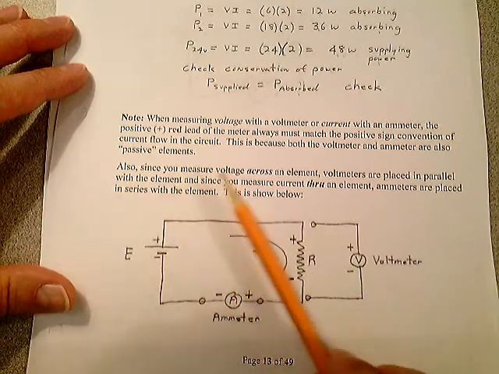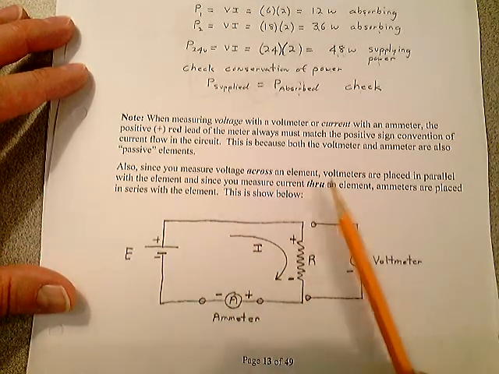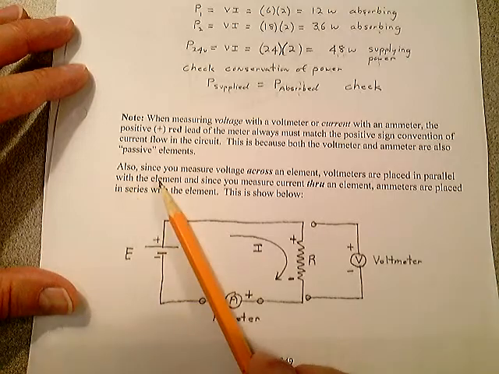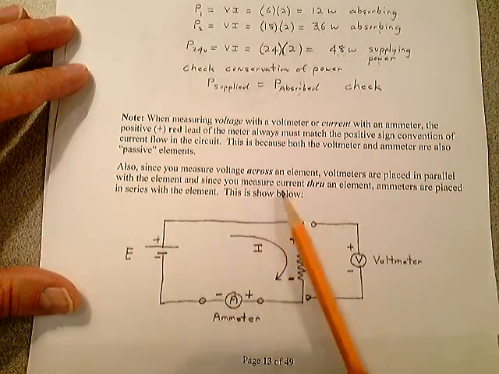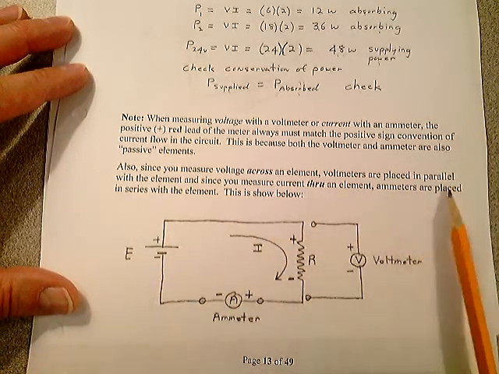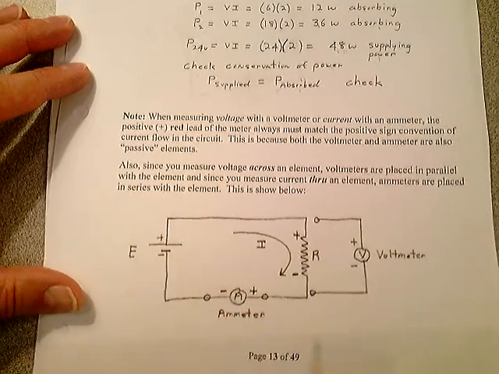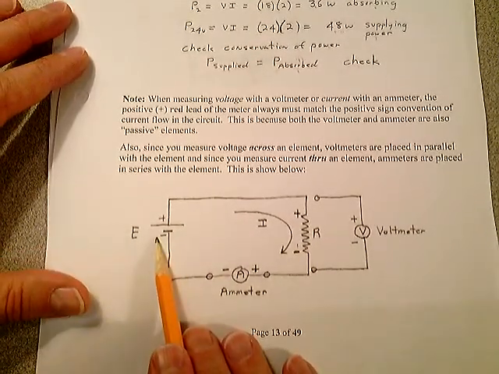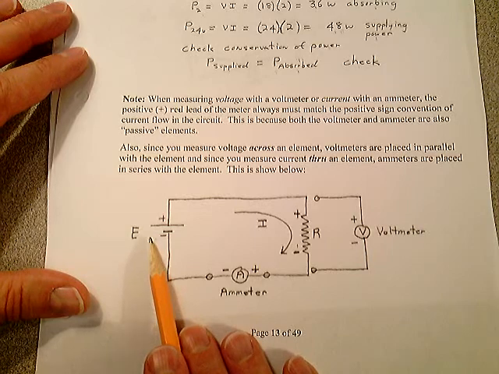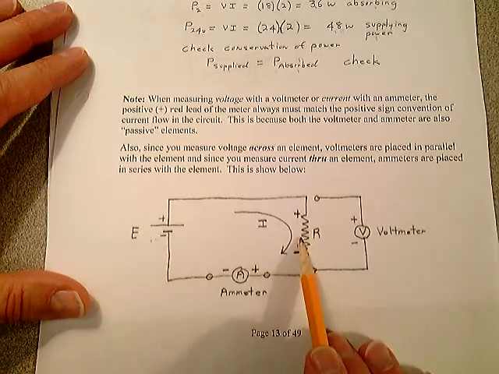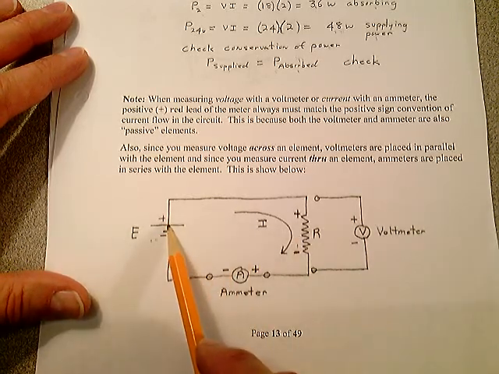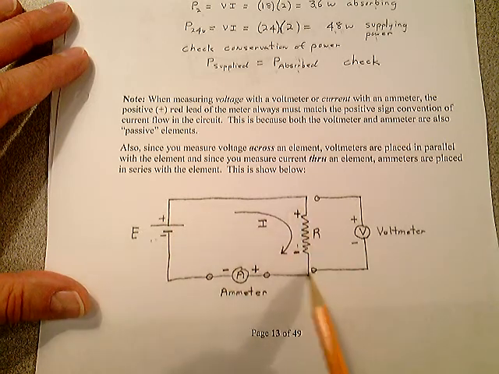Also, since you measure voltage across an element, voltmeters are placed in parallel with the element. And since you measure current through an element, ammeters are placed in series with the element. If you look down here, we have a voltage source of E, and we have a single resistor. So this is all we have. We have a battery, and we have a resistor. We want to measure the voltage across that resistor.